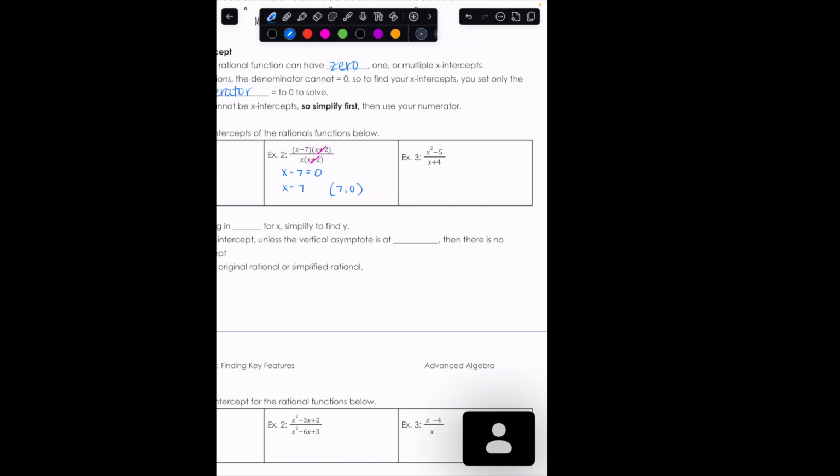All right, and then example 3, factor if possible. I can't factor this one, because 5 is not a perfect square. So I'm just going to set the numerator equal to 0. So I'm going to have x squared equals 5, or x equals plus or minus square root of 5. So I'm going to have square root of 5 comma 0, and then negative root 5 comma 0.